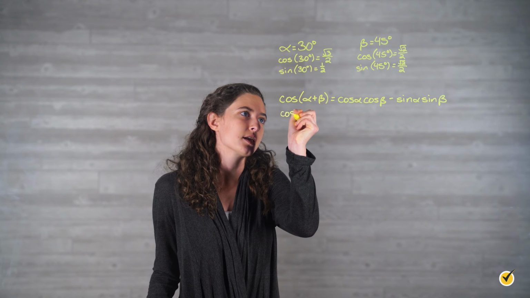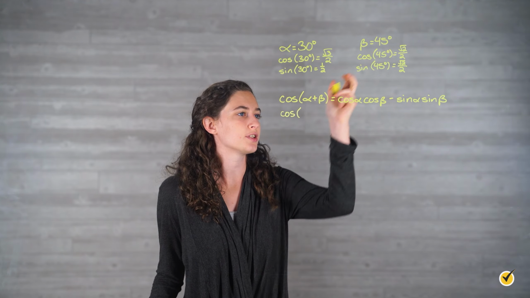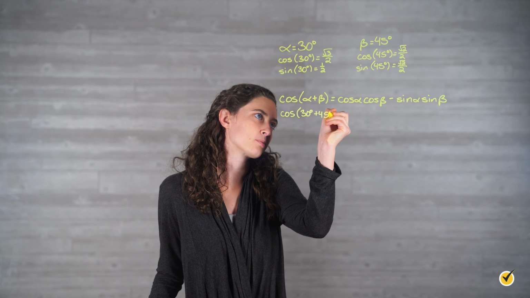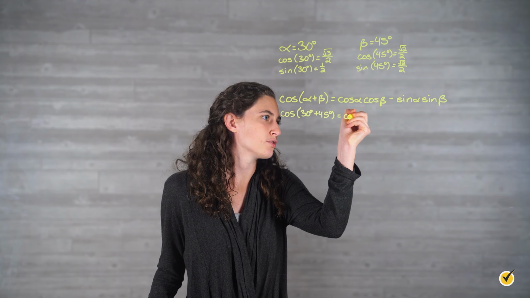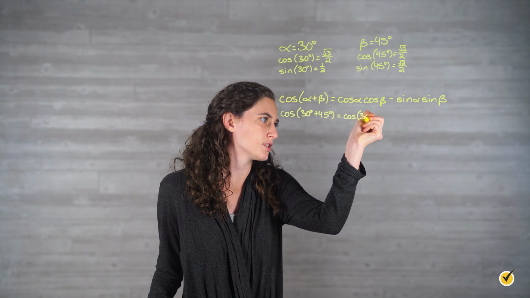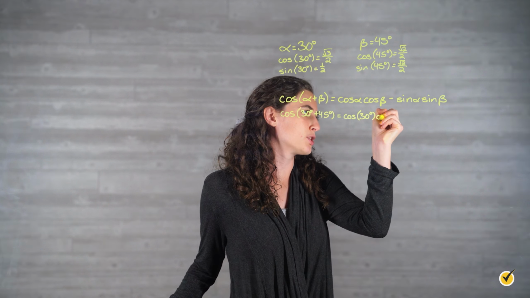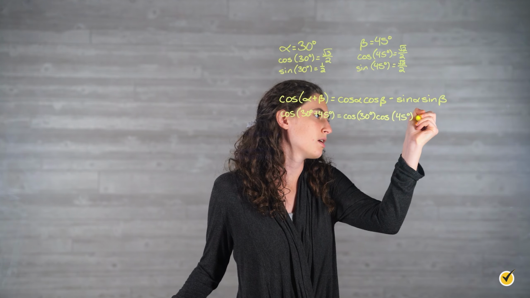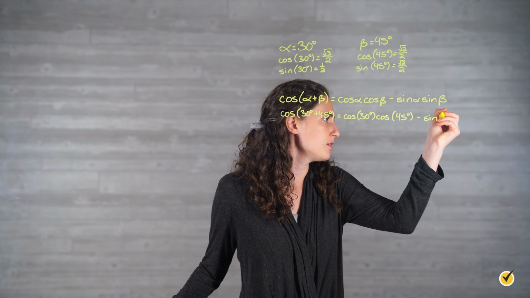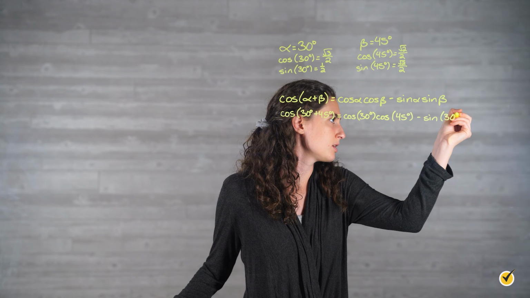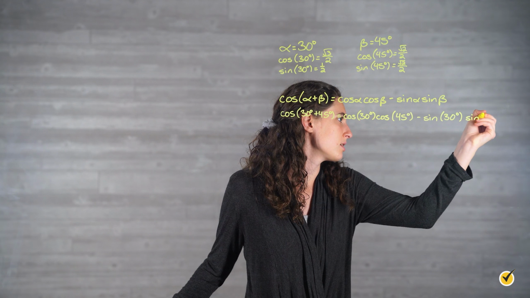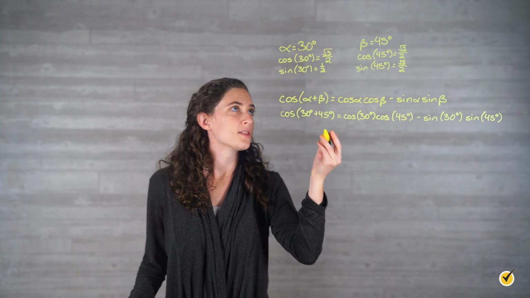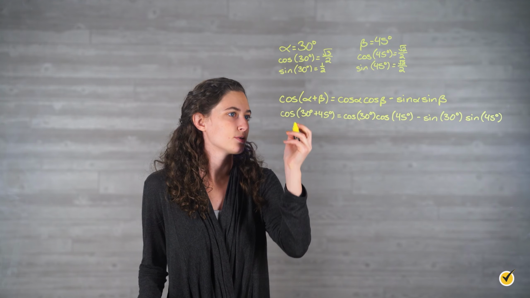So we have the cosine of alpha plus beta, so 30 degrees plus 45 degrees, equals the cosine of alpha, so the cosine of 30 degrees, times the cosine of beta, so the cosine of 45 degrees, minus the sine of alpha, which is 30 degrees, times the sine of beta, which is 45 degrees. Then we'll plug in our sine and cosine values.